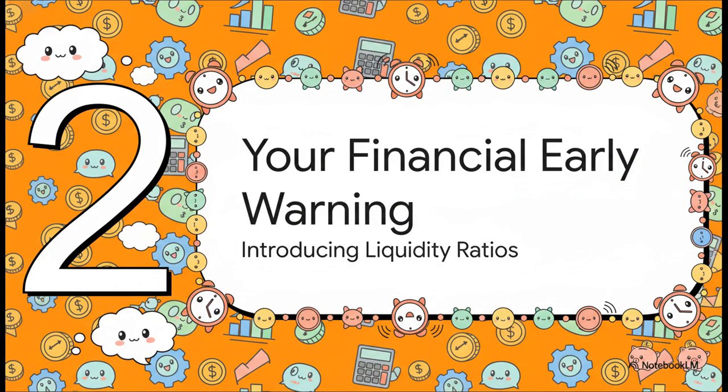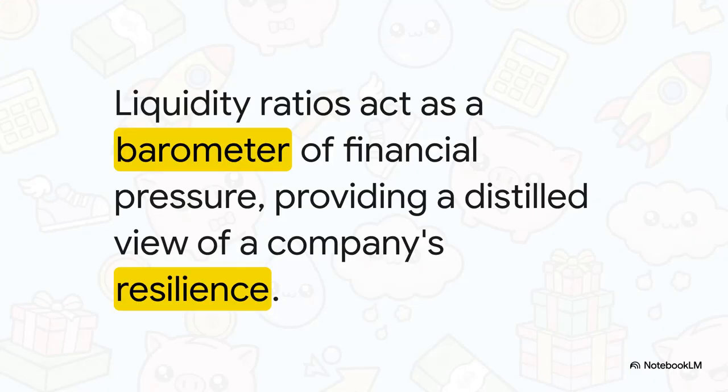So how in the world do you protect yourself from a hidden killer like overtrading? Well, you need an early warning system. And that is exactly what liquidity ratios are for. I just love this analogy of a financial barometer because that's what these ratios do. They cut through all the noise and all the complexity, and they give you this one clear reading of a company's ability to handle the pressure that's coming its way.